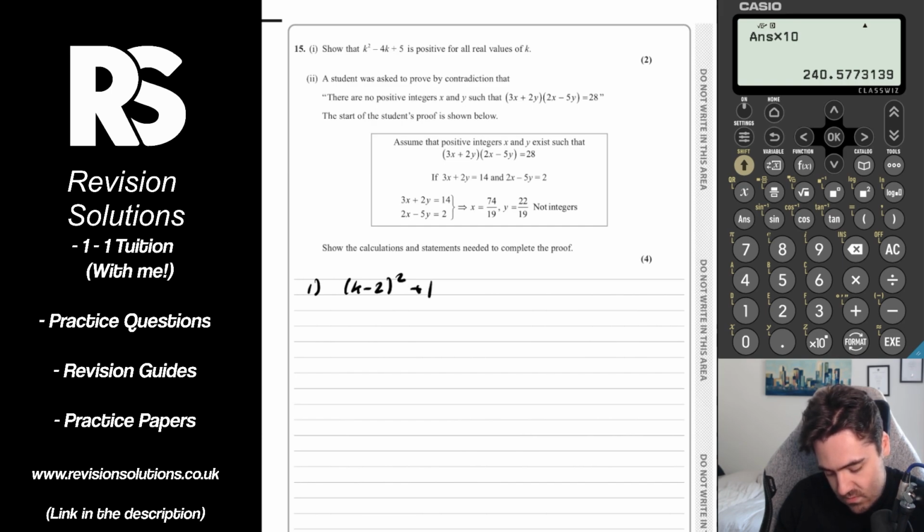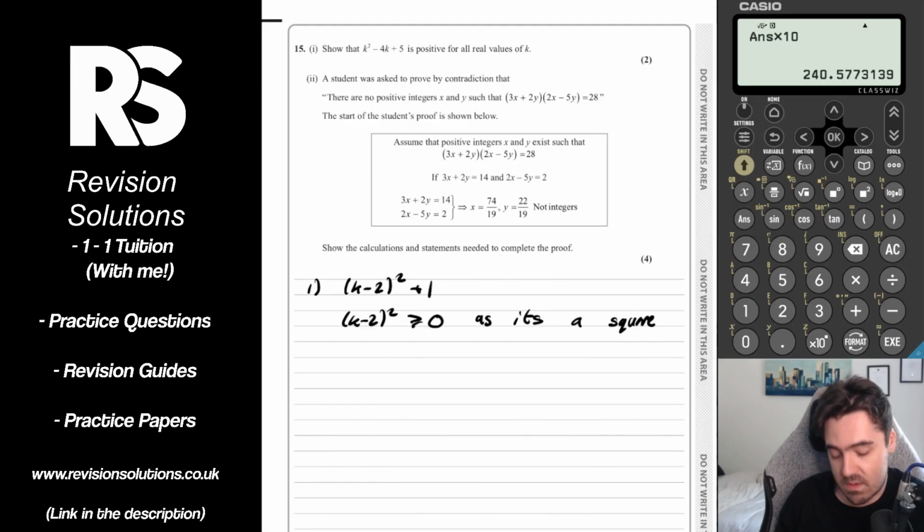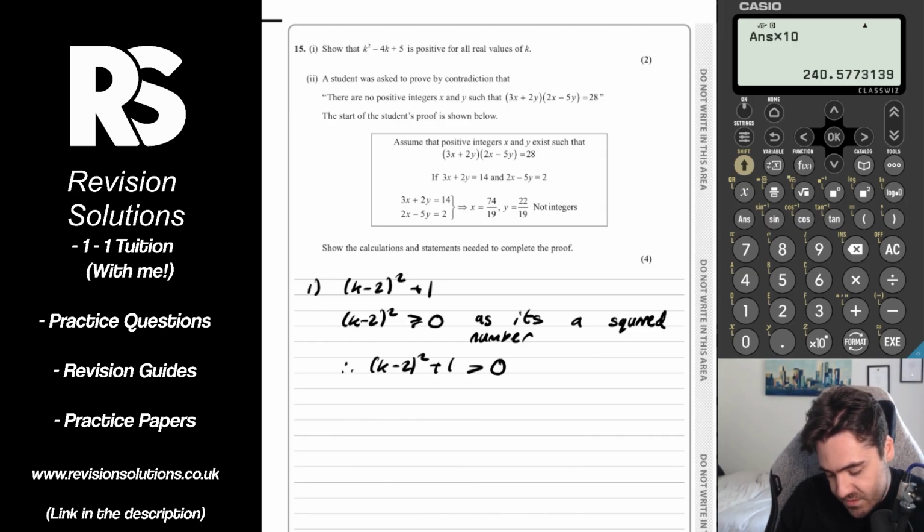And then to finish the proof, we know k minus 2 squared is always greater than or equal to 0, as it's a squared number. You can't square any real number and get something negative. So therefore, if you take any number greater than or equal to 0 and you add 1, it's going to have to be strictly bigger than 0. So that finishes part 1.